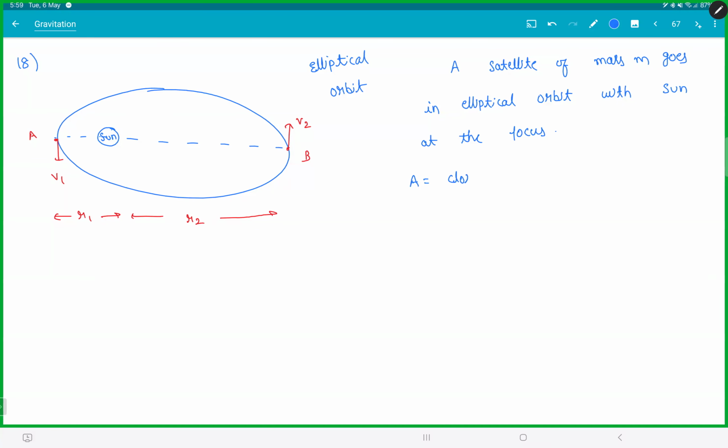A is the closest point. B is the farthest point. Right. So find V1, V2 in terms of R. I know R1 and R2. I don't know V1 and V2. Find the total energy and the angular momentum.